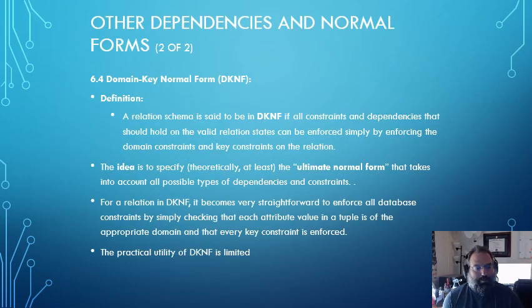Domain key normal form, definition. A relational schema is said to be in DKNF if all constraints and dependencies that should hold on the valid relation states can be enforced simply by enforcing the domain constraints and key constraints for the relation. The idea is to specify, theoretically at least, the ultimate normal form that takes into account all possible types of dependencies and constraints. For a relation in DKNF, it becomes very straightforward to enforce all database constraints by simply checking that each attribute value in a tuple is in the appropriate domain and that every key constraint is enforced. The practical utility of DKNF is limited.